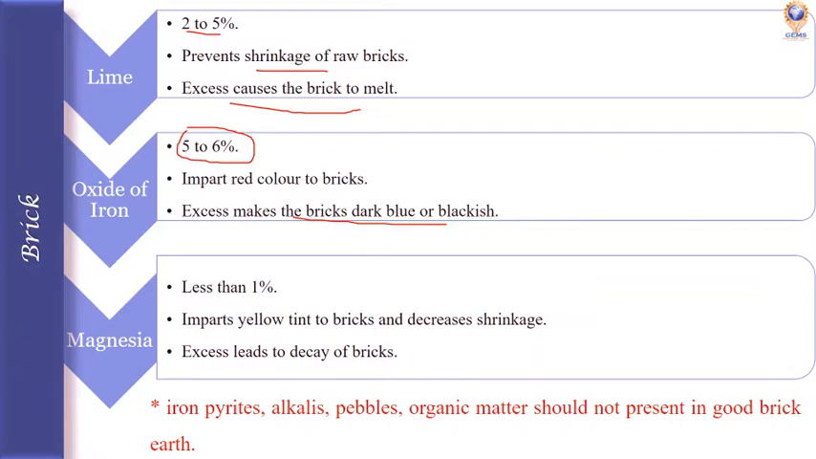Next is magnesia. Magnesia is present at less than 1% in a good brick earth soil. Magnesia gives a yellow tint to bricks, tint means shade, and decreases the shrinkage. If magnesia is present in excess of 1%, it leads to the decay of bricks. Other constituents like iron pyrite, alkalis, pebbles, and organic matter should not be present in good brick earth soil.